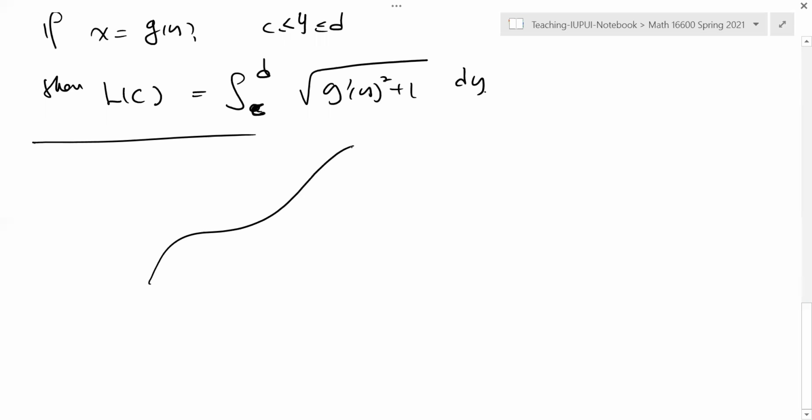So here's a curve, right? Take an arbitrary point here. You make a tiny bit of change called dx. You also make, remember this, right? So here's the tangent line. This piece will be dy, okay?